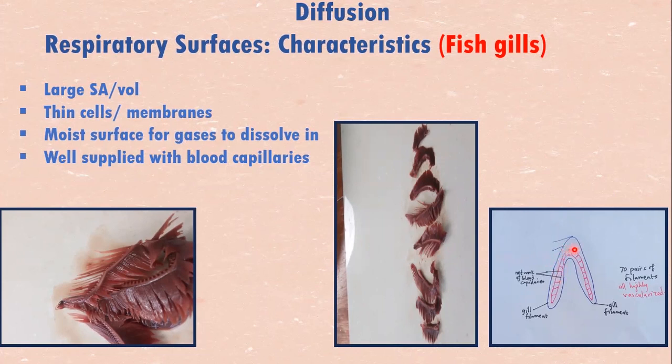See the filaments. This is one gill with all these filaments, 70 filaments per gill, and each filament is highly vascularized. Each filament also has lamellae structures across it that also increase the surface area. So the gill filaments also meet the characteristics of a respiratory surface very cleanly.